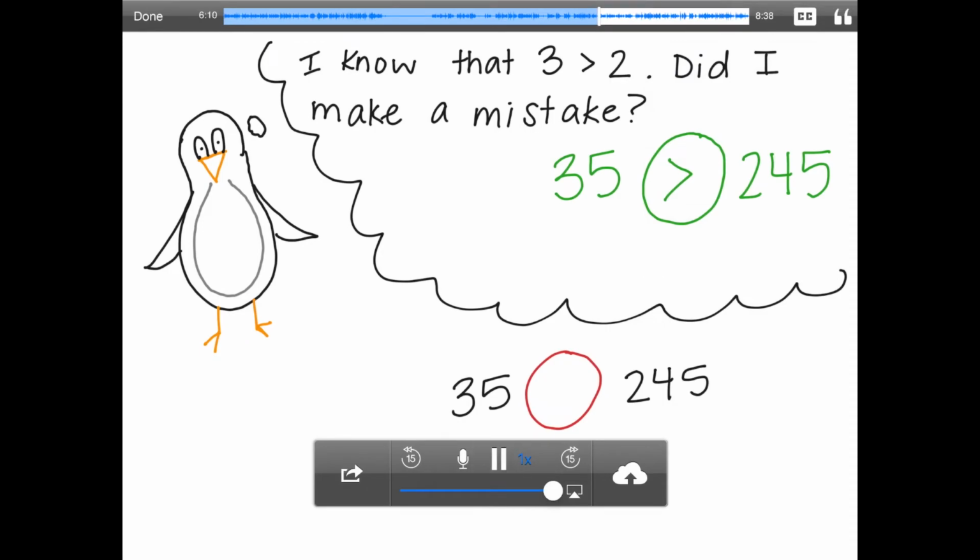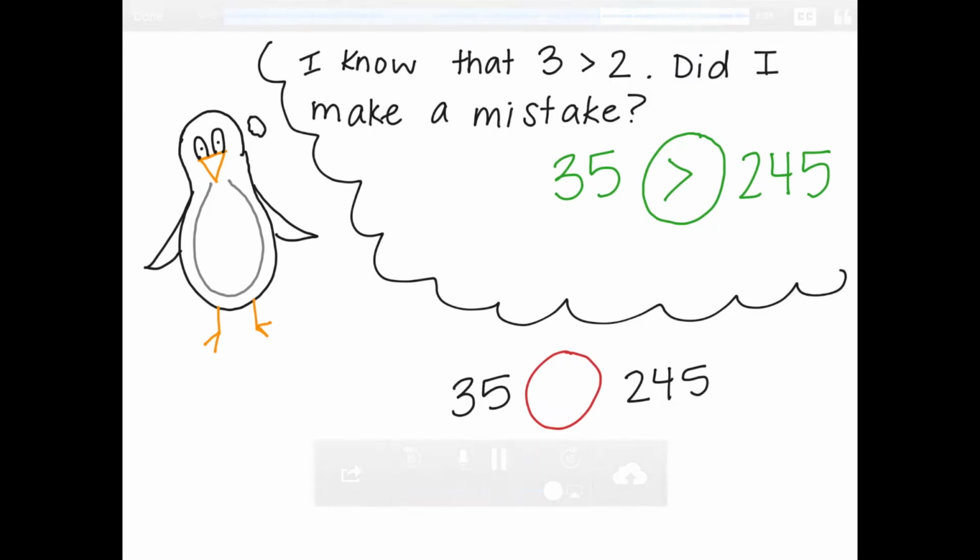And it wouldn't be an official math lesson if Puzzled Penguin didn't come visit and see if he was doing this problem right. So if you look at Puzzled Penguin's problem, he was given the problem 35 blank 245. And he's thinking, I know that 3 is greater than 2. Did I make a mistake? Now might be a good time for you to pause the video and decide if you think that Puzzled Penguin made a mistake.